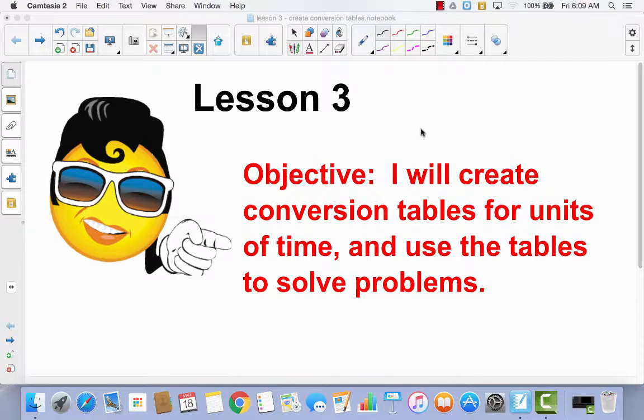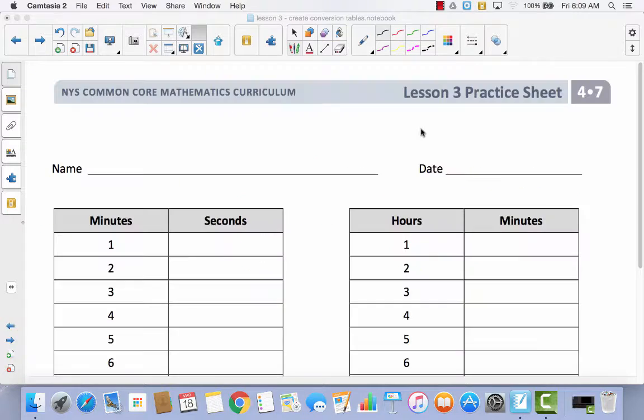Lesson 3. I will create conversion tables for units of time and use the tables to solve problems. So Lesson 3 is a continuation of Lesson 1 and Lesson 2, but today we're going to be converting units of time from minutes, seconds, hours, and days.